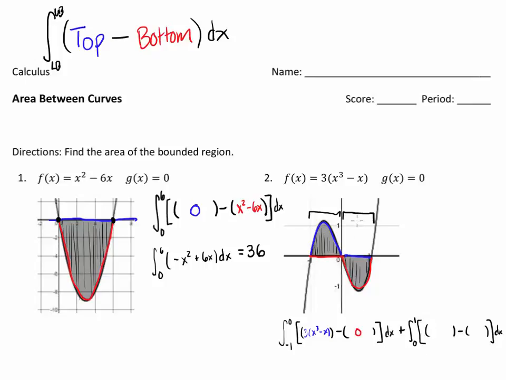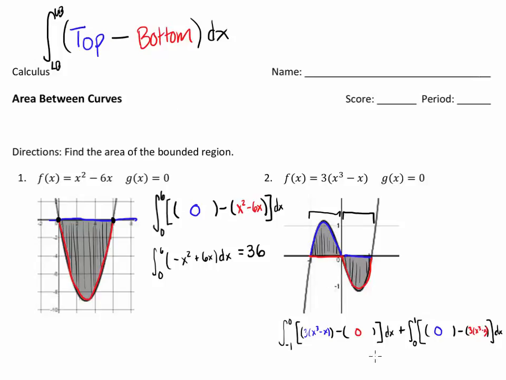Over on this one right here, my 0 is my top, the top of how my region's bounded, right? And my bottom is 3 times x cubed minus x. Okay, so that's one way of doing it, or we could have just gotten rid of this whole thing right here and just stuck a 2 out in front of here. Anyways, we type that into our calculator, and we get 1.5.